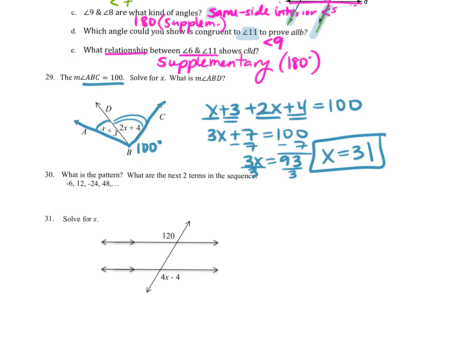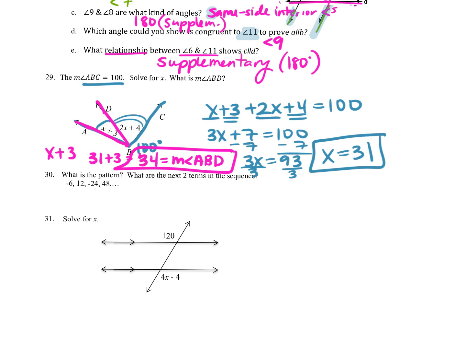And then it says, what is the measure of angle ABD? So from A to B to D. That's that angle, okay? If x is 31, that is x plus 3. So we're going to go 31 plus 3 is 34 degrees for the measure of ABD. Okay.